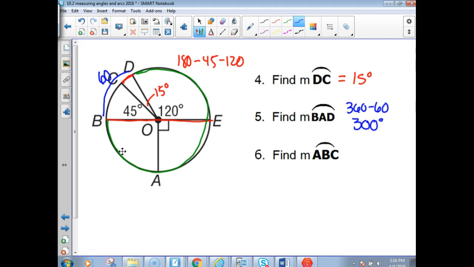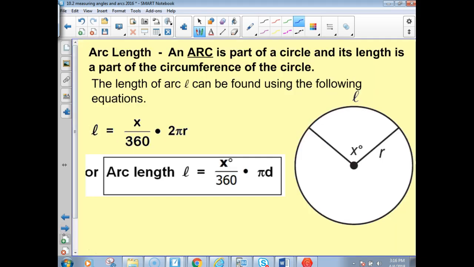Okay, ABC. 90 plus 45 should be 135. Questions about those? Good. All right, no questions, then we'll move on to more arc length.